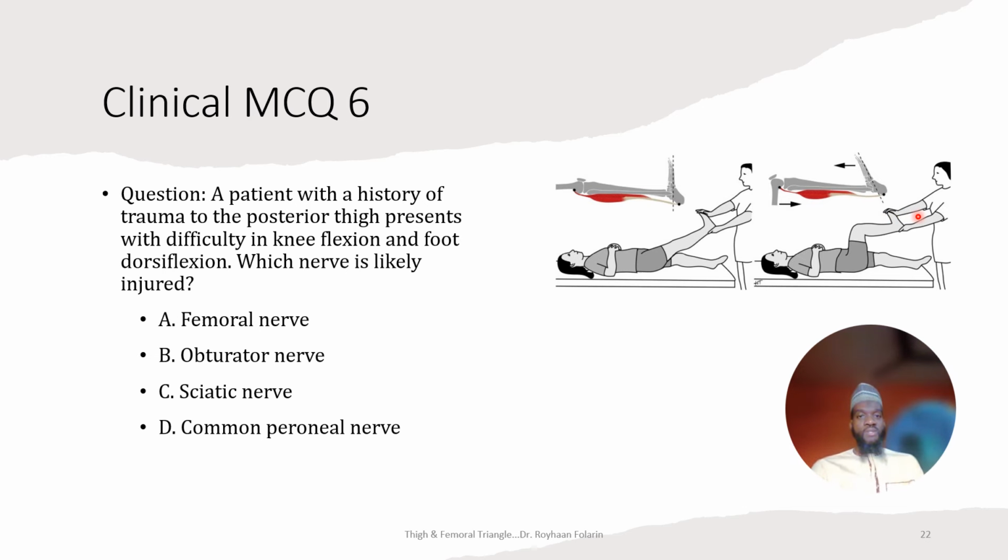So in this case, the patient, because of having suffered trauma to the posterior thigh, now presents difficulty in the ability to flex the knee, and also difficulty in dorsiflexion. So which nerve is likely injured if this happens? The answer is right in front of your face. Is it the femoral nerve? Is it the obturator nerve, or the sciatic nerve, or the common peroneal nerve? Let me know what you think in the comment section.